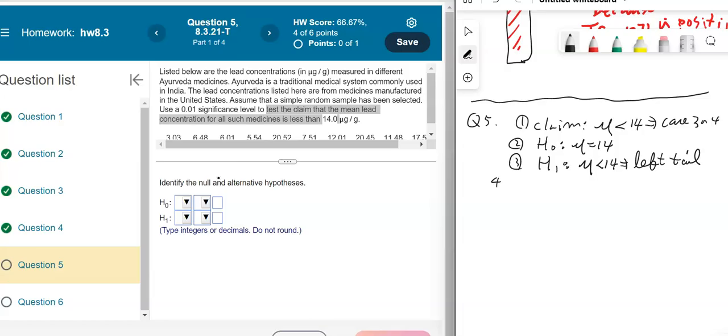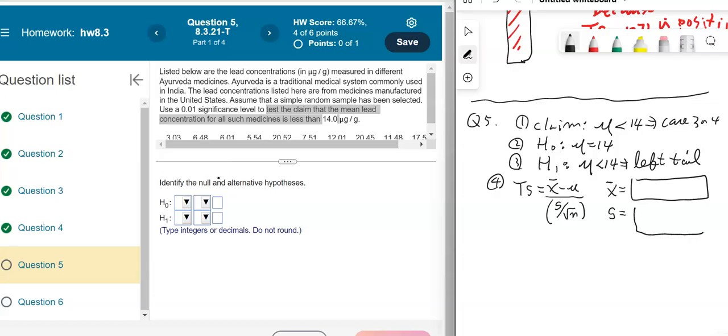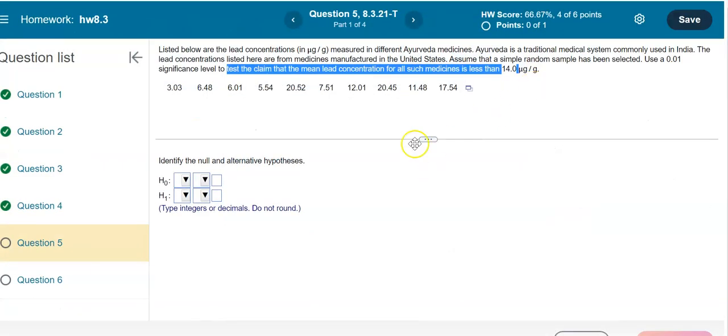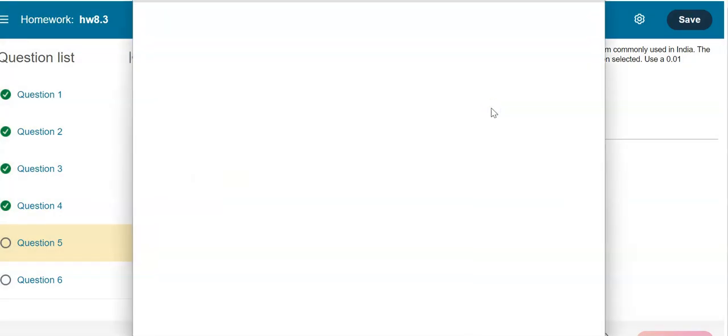Now, to find the test statistic, you need x bar minus mu divided by s divided by square root of n. But what is the mean? What is the standard deviation? It's not given, so you need to find it. How? You click this icon right there, open in StatCrunch.